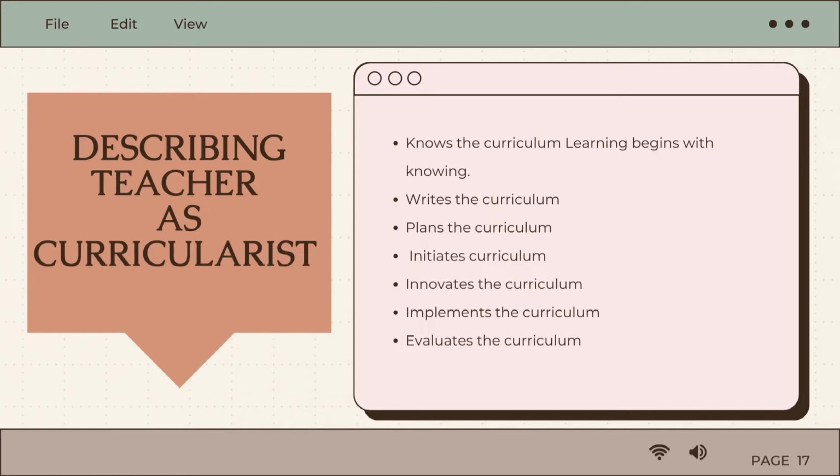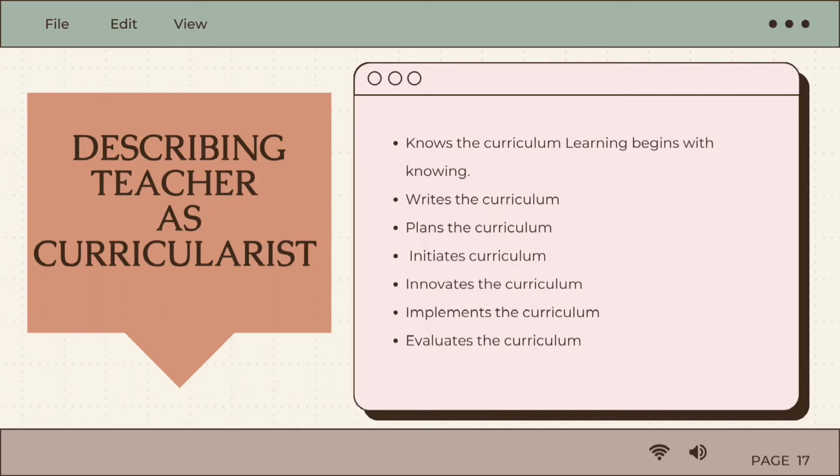So first is knows the curriculum. Learning begins with knowing. The teacher as a learner starts with knowing about the curriculum, the subject matter, or the content. As a teacher, one has to master what is included in the curriculum. It is the acquiring of academic knowledge about formal disciplines, logic, or informal knowledge derived from experiences. It is mastery of the subject matter. Next is writes the curriculum.